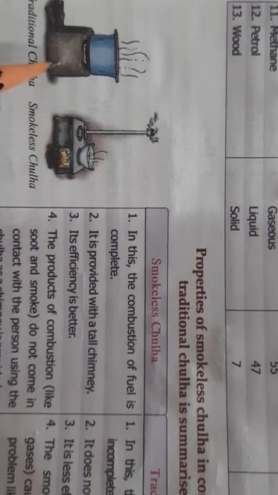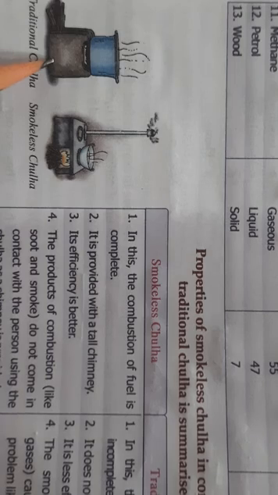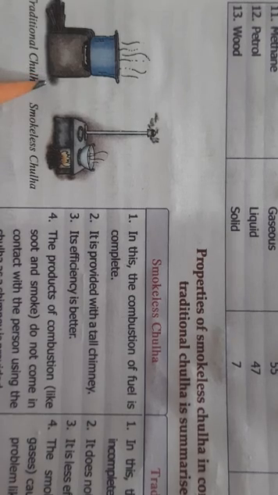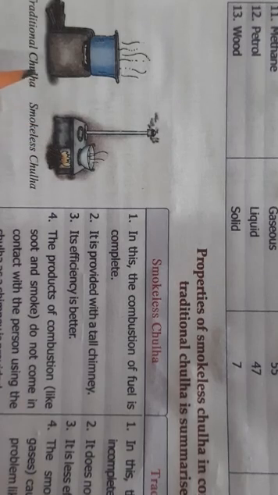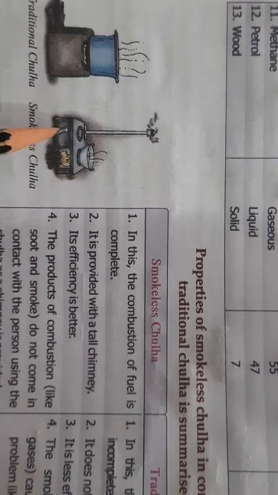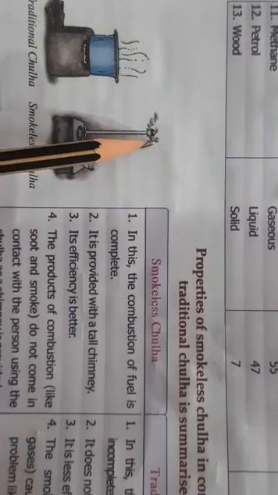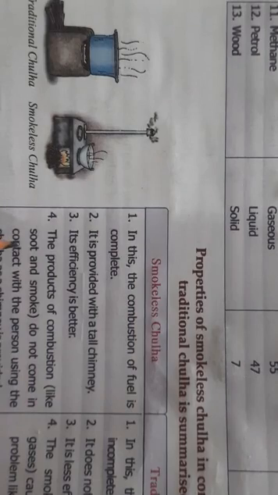Okay. Whereas in the traditional chulha, it emits a lot of smoke, which will cause pollution and health problems like many of the respiratory diseases. So smokeless chulha is far better as compared to traditional chulha. In the smokeless chulha, the combustion of fuel is complete. Combustion means burning. The fuel burns completely. It has got a tall chimney, and just now as I told you, it does not emit smoke and soot.